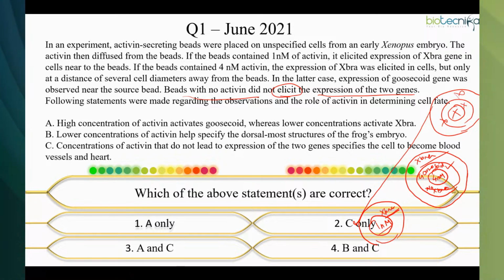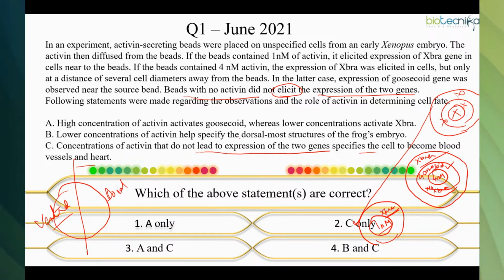Okay. So concentrations of activin that do not lead to expression of the two genes specify the cells to become blood vessels and heart. Which side is blood vessel and heart? Blood vessels and heart will be from the ventral side, isn't it? This is a question regarding axis formation. And the dorsal side, see, the dorsal most sides, those are where the notochord and nervous system will be triggered, the neural tube. Okay. So you should know where XBRA is triggered.